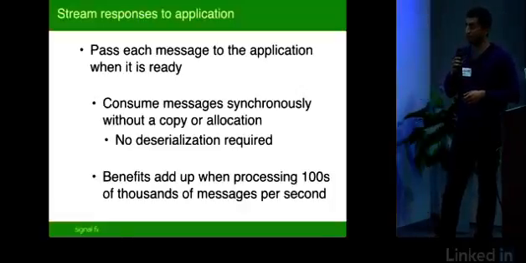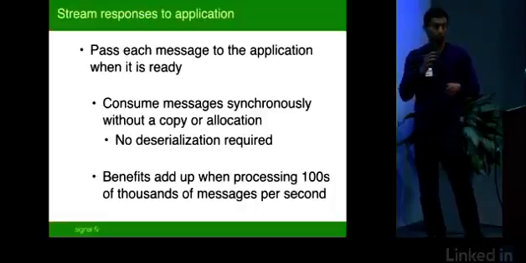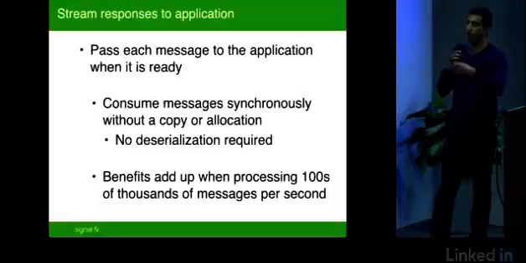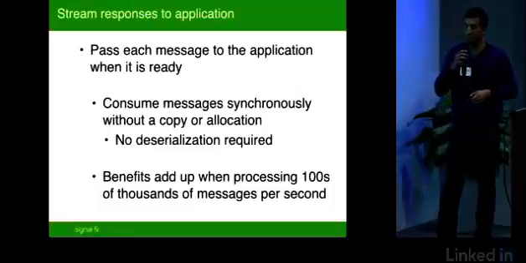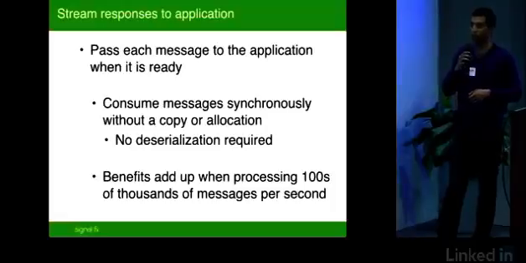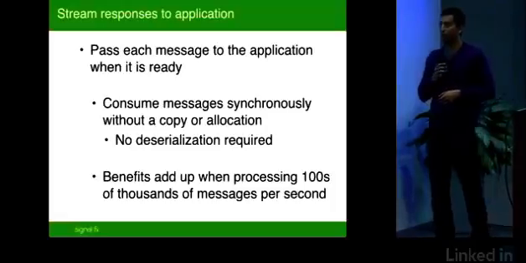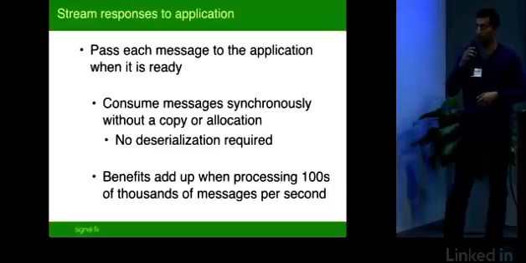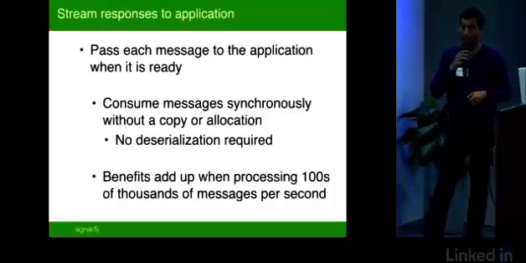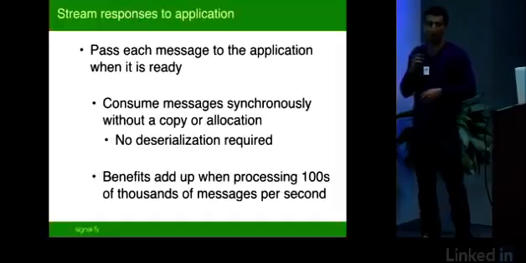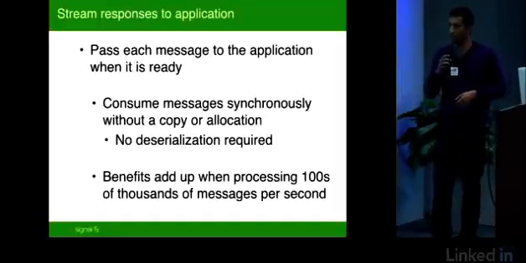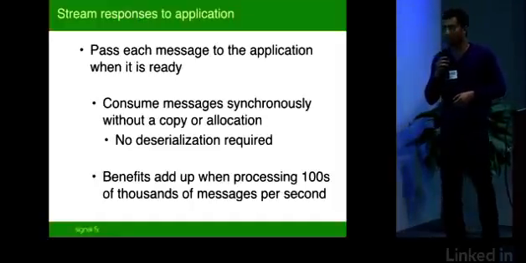So what we try to do is, as soon as we've parsed the message in Kafka's protocol, we pass it to our application. This can be done without any copy or any allocation at all. And given that there's no deserialization required, a copy or allocation is very expensive compared to reading some memory which is already in cache. The benefits really add up when you're processing hundreds of thousands of messages per second.